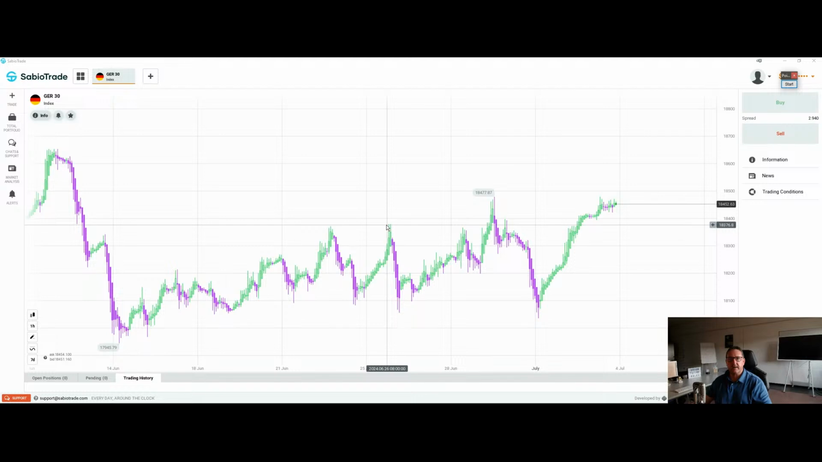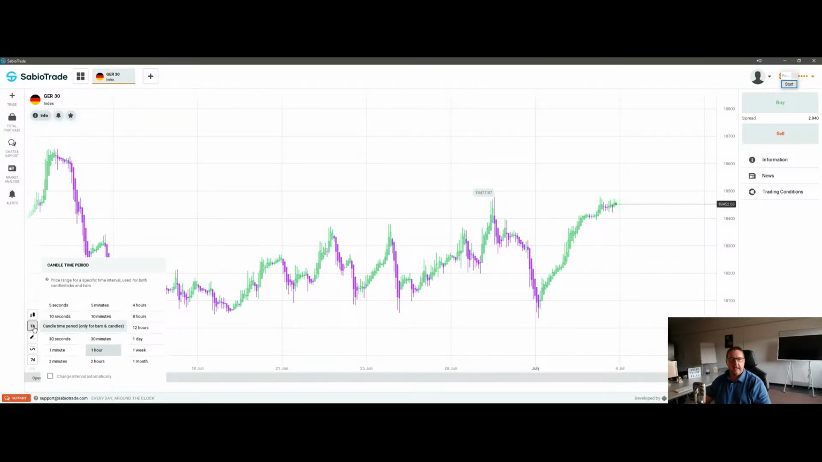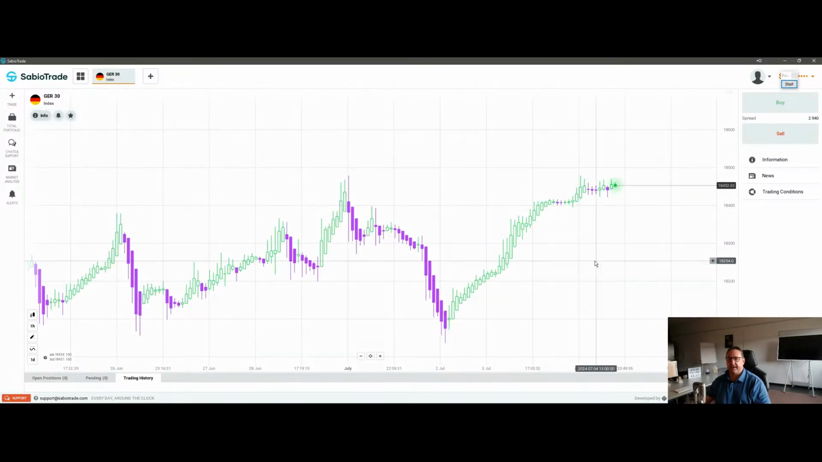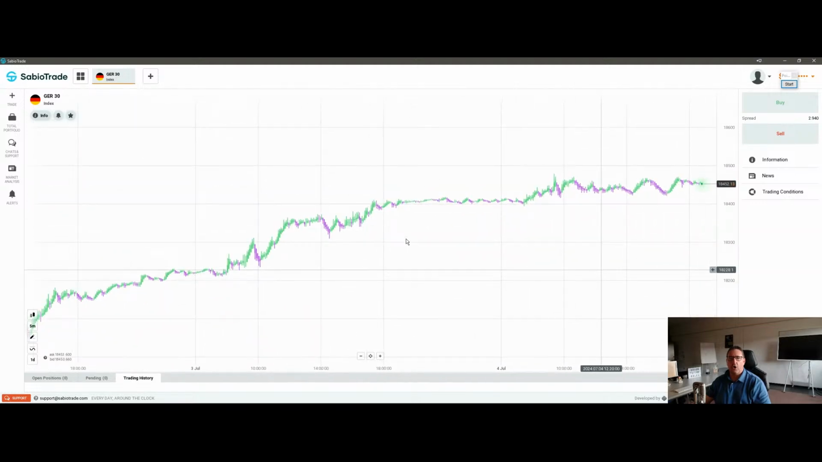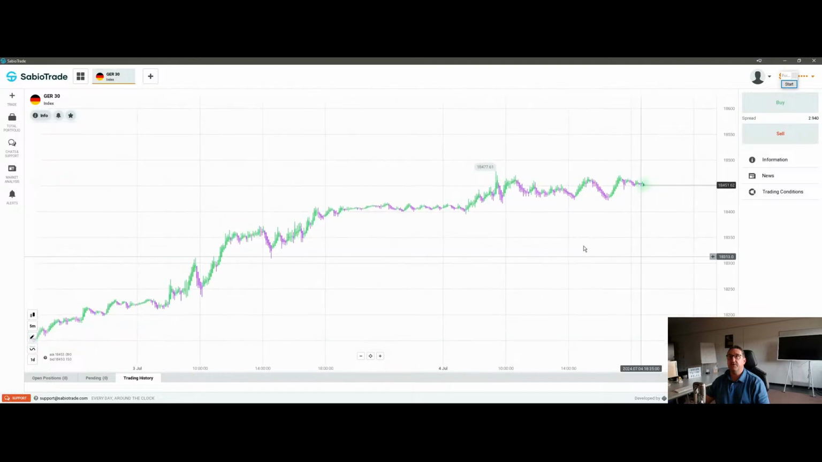In every product, in every time frame, even in, let's say, 5 minutes, it doesn't matter. You see, even in 5 minutes, there are always trends. The lower the time frame, the more trades you can make. The higher the time frame, the fewer trades you make. But the higher the time frame, the more stable the trend. This is how my community makes money. And this is what I will teach you very soon in an education course here on SabioTrade.